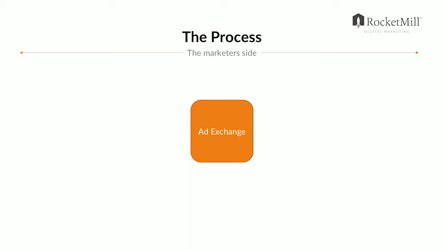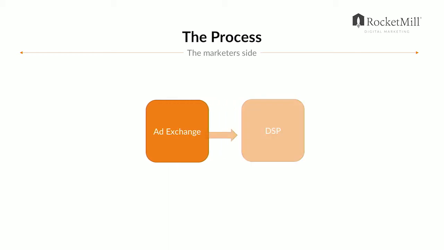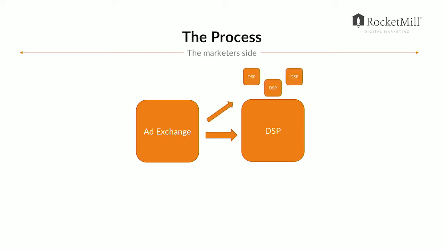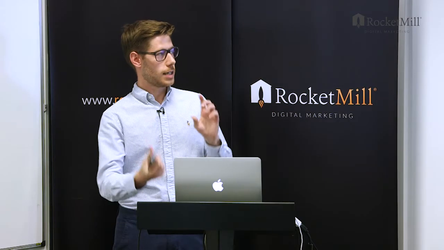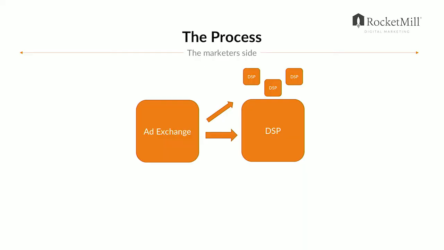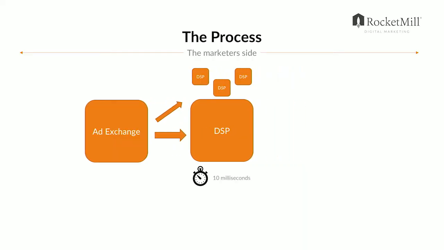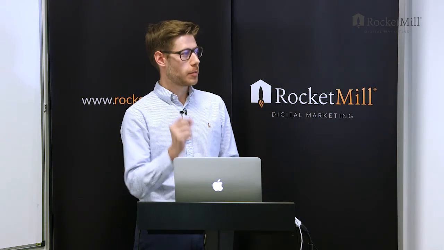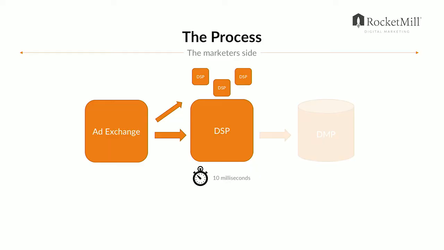That opportunity is then sent to a DSP or multiple DSPs. A DSP is a demand-side platform. It's exactly the same as an SSP, but on our side of the ad exchange, and that is where we would run campaigns from. So that opportunity comes in, and DSPs are asked to respond within 10 milliseconds on whether they want to place a bid on that. If they take longer than that, then they're excluded from the auction.